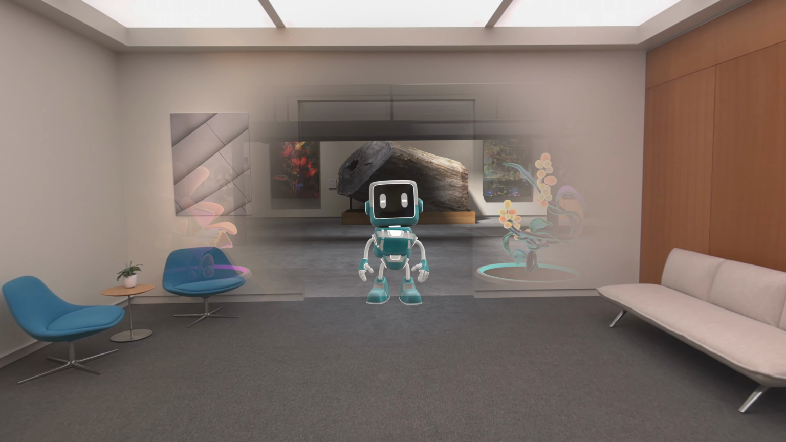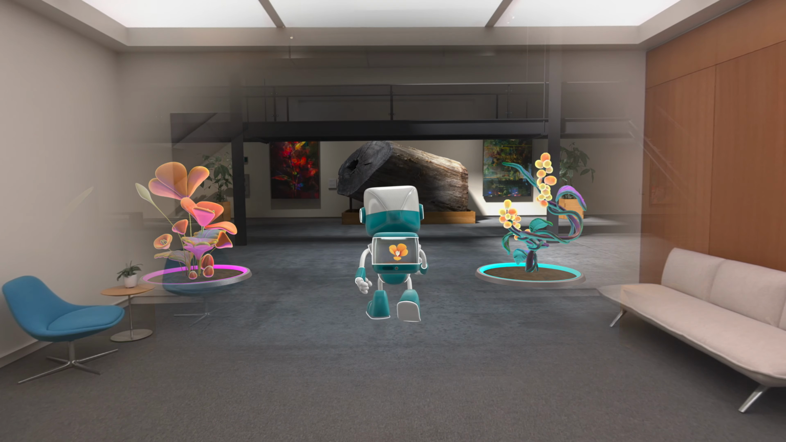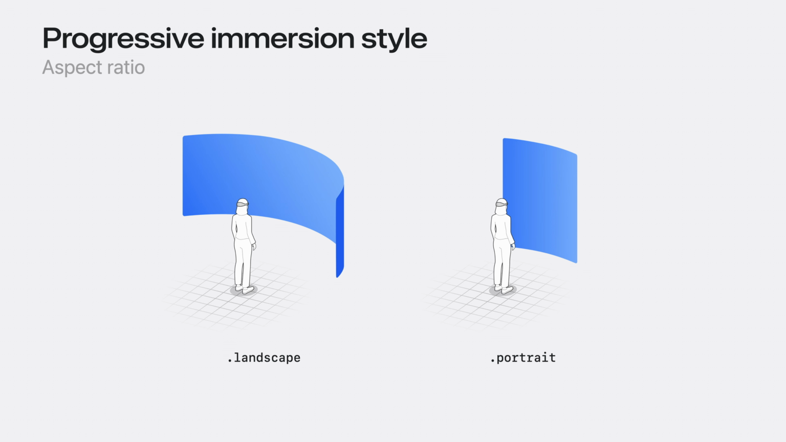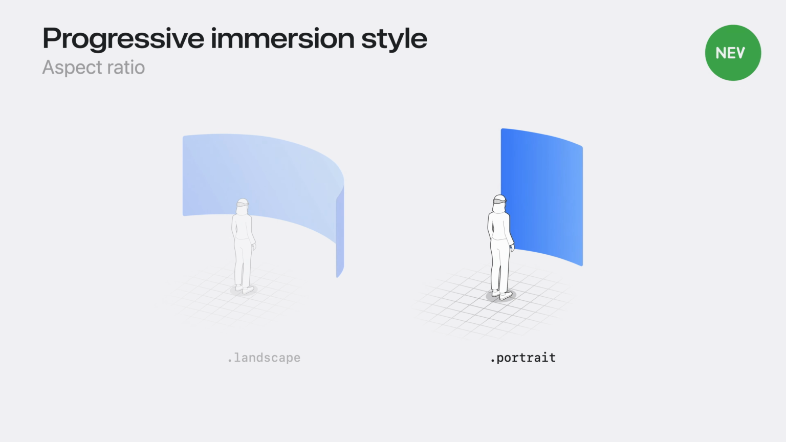The progressive immersion style is a great way to partially present an immersive space while keeping people grounded in the real world. The immersive content is presented inside a portal that can be resized by turning the digital crown. This range of immersion can be customized in the progressive immersion style. In visionOS 26, you can also customize the aspect ratio of this portal. You can use the existing landscape aspect ratio or the new portrait aspect ratio.